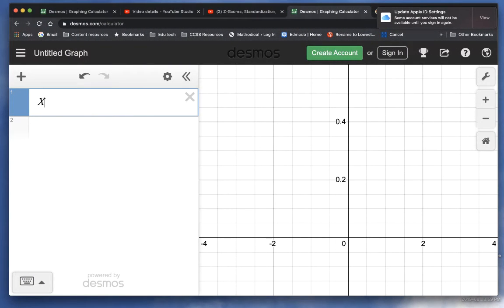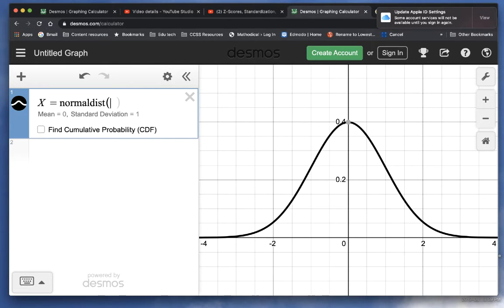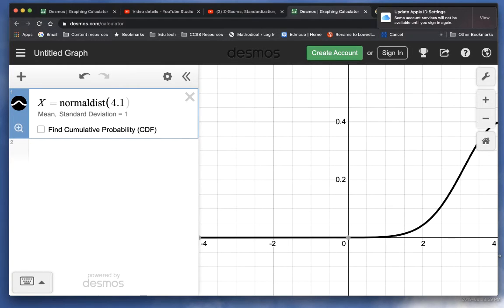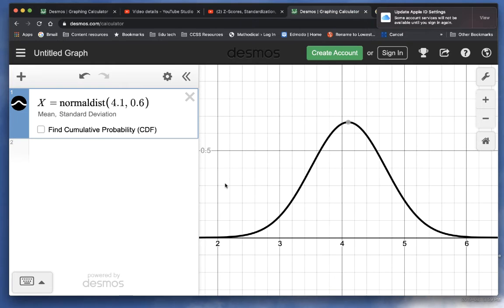And the way we can do this is type in x equals normal dist, and notice the font changes, and now we can type in our mean and standard deviation. So for this question here, we had a 4.1 and a 0.6 standard deviation. A nice little feature here on Desmos is you can click the zoom to fit, and it'll center your graph for you. So here's our curve describing the probabilities here.